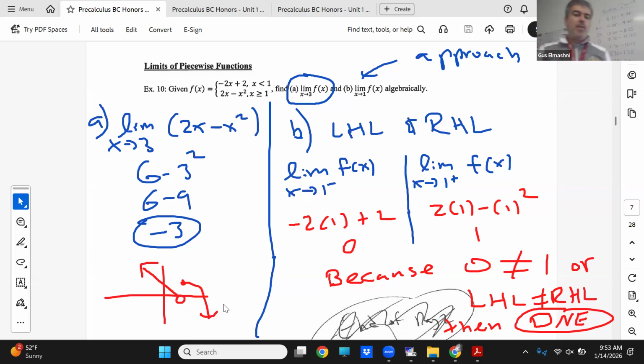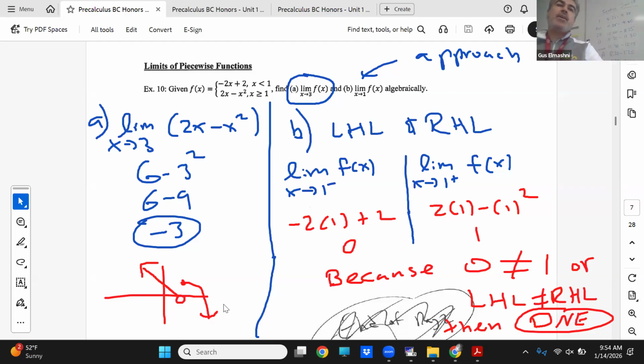We see that visually. But from a numerical or algebraic perspective, we have to plug into the right expression for the left hand and the right hand. Do they link up? No, they don't. Those are different outputs. That's a problem. So we say it does not exist. So we're cool with that too? Yeah, good.